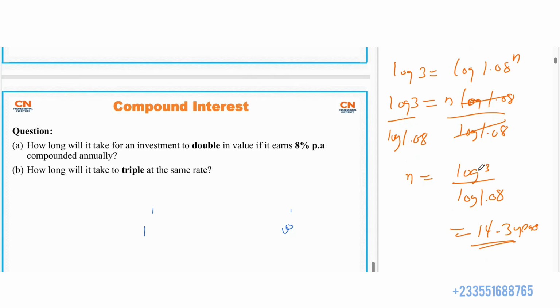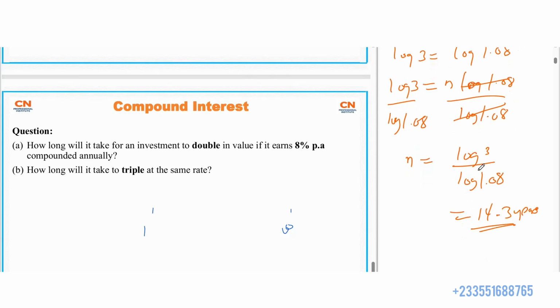So what it means is that if the interest rate is 8% compounding annually, then it will take 14 years approximately for you to triple your investment. So if you invest 5,000 now, it will take you 14 years to get 15,000. You see, it triples. If you invest 20,000 now, it will take you 14 years to get 60,000. You see, to triple. That's what it means. All right. So that is that.